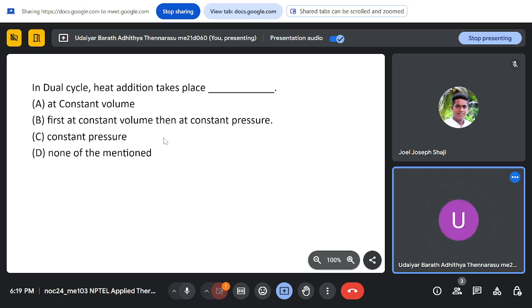The next is, in a dual cycle heat addition takes place at dash. A, at constant volume; B, first at constant volume then at constant pressure; C, constant pressure; and D, none of them. So this is also a simpler one. As you saw, Otto heat addition happens at constant volume, diesel happens at constant pressure, and dual happens at both. So you have constant volume, then you have constant pressure. So the answer is option B.